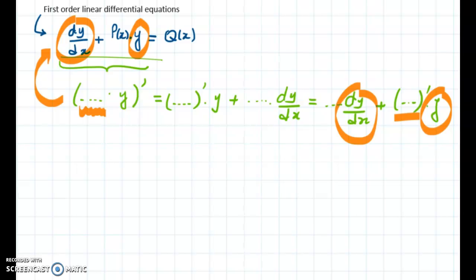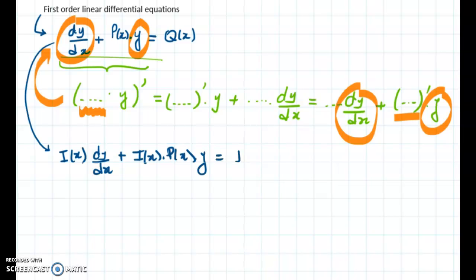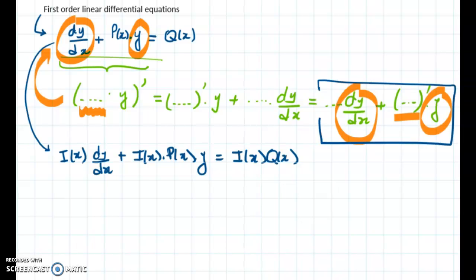Let's say we multiply our original equation by some function I of x on both sides. So we have I of x times the derivative of y with respect to x plus I of x times p of x times y is going to be equal to I of x times q of x. So now this is starting to look a little bit more like the equation with the product rule over here.